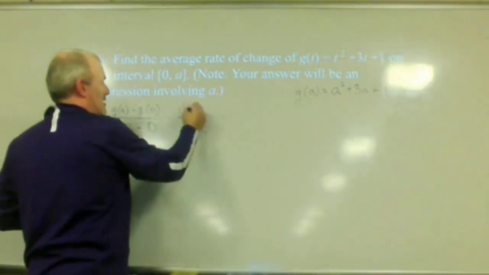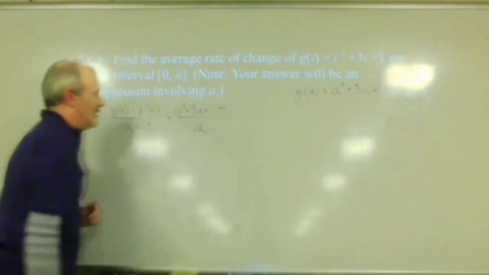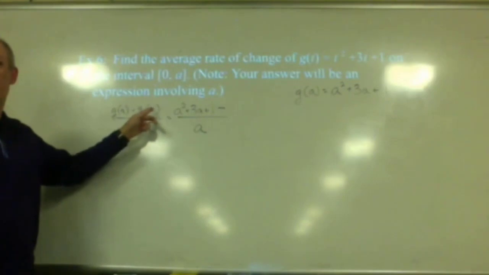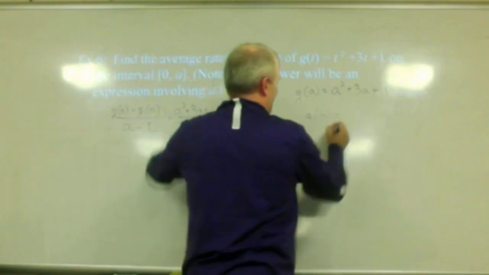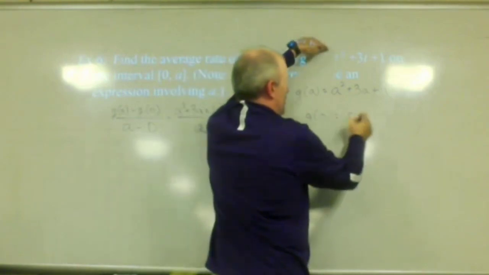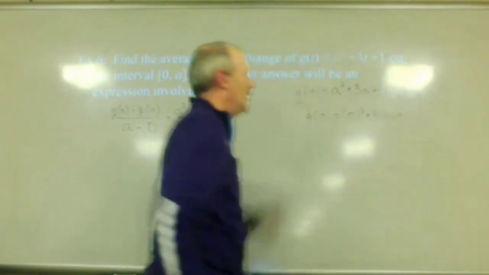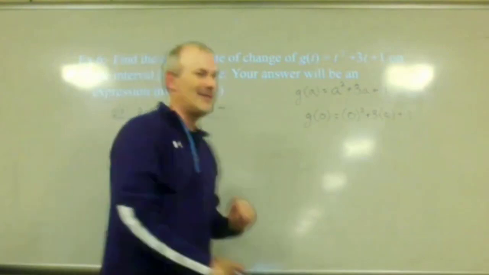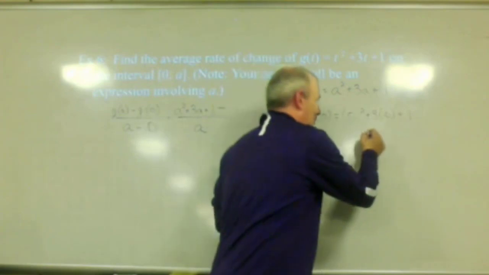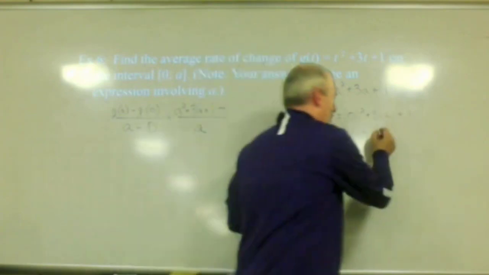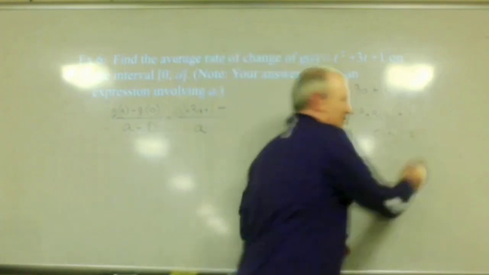So that's what's going to go here. A squared plus 3A plus 1. And then minus. And then the other time, we're supposed to put in the 0. So G of 0 means all these T's become zeros. So 0 squared plus 3 times 0 plus 1. So let's do the math. It's actually easier than it looks. What is 0 squared? 0. Plus, what is 3 times 0? 0. Plus 1. So what is 0 plus 0 plus 1? 1. So like I said, it's actually much easier than it looked.